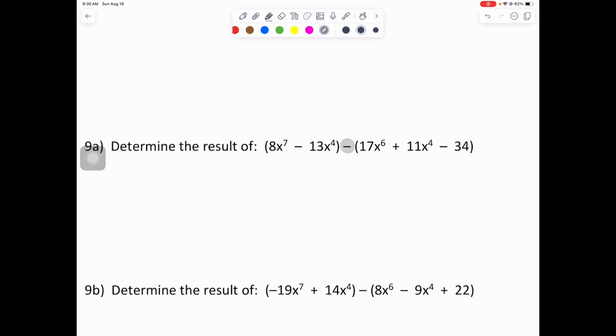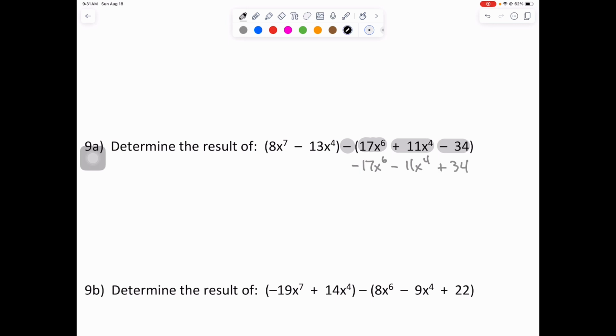All right, that means that's where we need to flip the sign of that positive 17x to the 6th, and that becomes negative 17x to the 6th. And again, I'll just go back and forth. We need to change the sign of our positive 11x to the 4th. And what do we make that? Yes, a negative 11x to the 4th. And then we will highlight our negative 34. That becomes the positive. So plus 34. Great job.